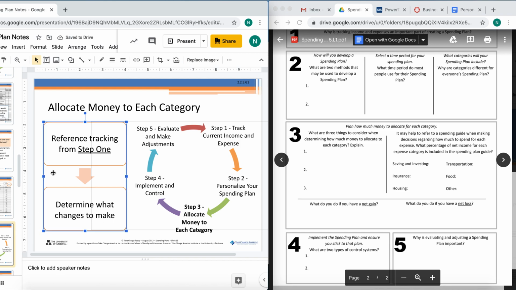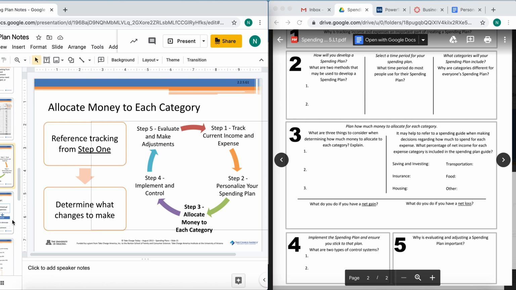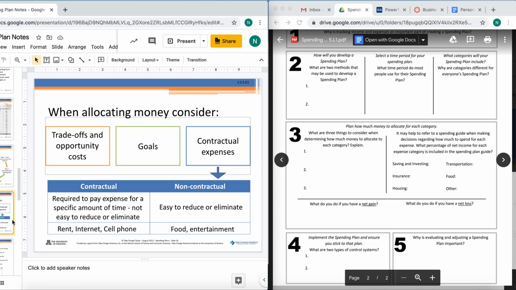Step 3 is going to be about allocating our money. So we're going to reference the tracking that we created in step 1, and we're going to determine what changes we need to make. So how much did I spend last month? What changes do I need to make this month in order to meet my goals? And we're going to do this in 3 different ways. We're going to consider our trade-offs and our opportunity costs. We're going to consider our goals that we want to achieve, and we're going to consider what we call contractual expenses. So contractual expenses are things that you are required to pay.